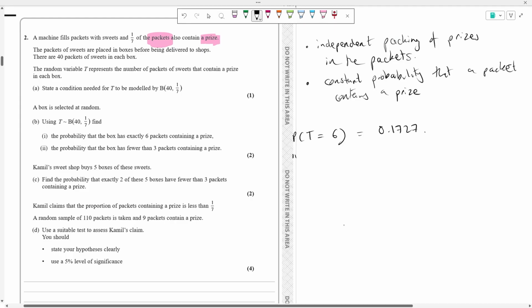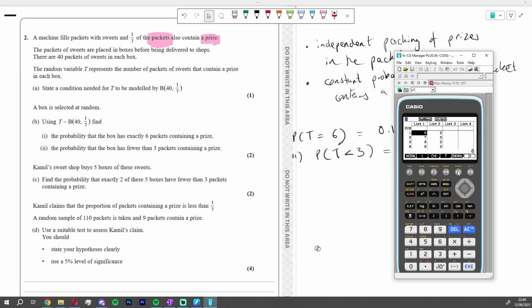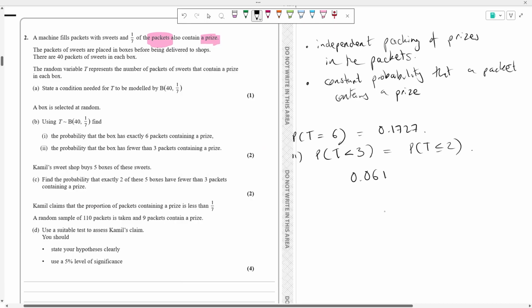Cool. Part II. What you want is the probability that T is less than 3, which is equal to the probability that T is less than or equal to 2. You're going to go to your calculator, and this time you're going to be using BCD. You can just type in 2 straight away, but since the binomial distribution in the CG50 gives you a bit more control, your lower is going to be 0 and your upper is going to be 2. Same sample size, same probability, equals, and you should end up with this probability, 0.06158, or 0.06159 if you round that. Okay, and that should also get you full marks.